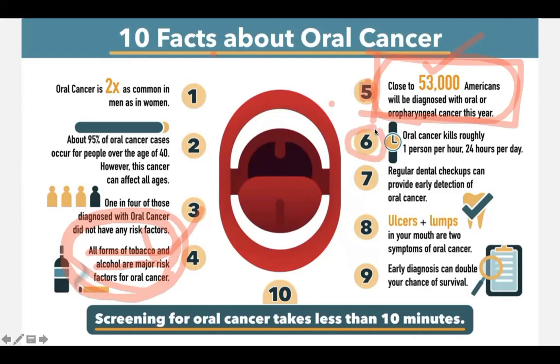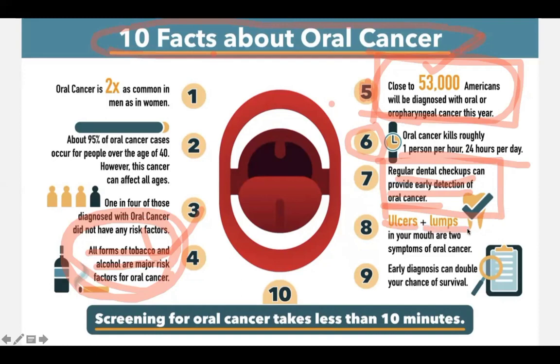Then we have point number 6, oral cancer kills roughly 1 person per hour, 24 hours per day. So in the world or the US, I'm not sure, but it kills 1 person in 1 hour. So that common. Okay. Regular dental checkups can provide early detection of oral cancer. So regular dental checkups are important. So these are the 10 facts about oral cancer we should know.